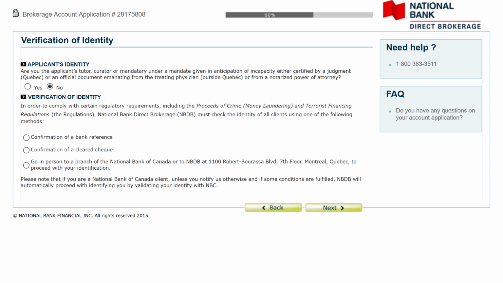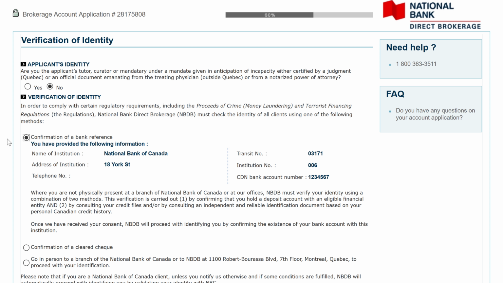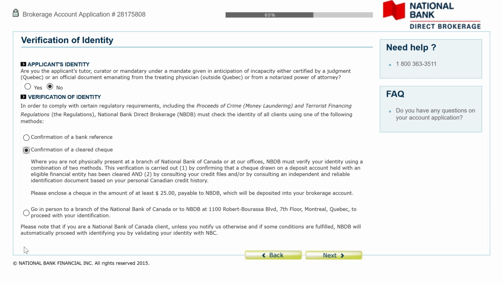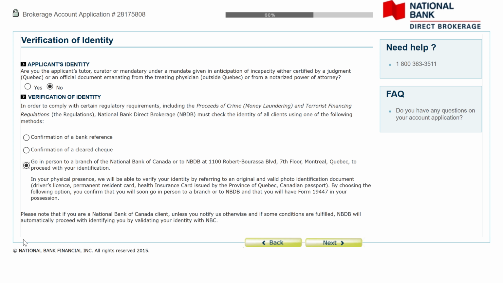There are 3 different ways for us to validate your identity. 1. The confirmation of bank reference allows us to validate with your principal financial institution if you are the owner of the bank account. If your bank account is not at the National Bank of Canada, it is recommended that you choose the second option and send us a check of $25 or more to be cleared. Do not forget to write "link the account" on the check. The third option is to present yourself at a National Bank branch to complete the verification of identity.